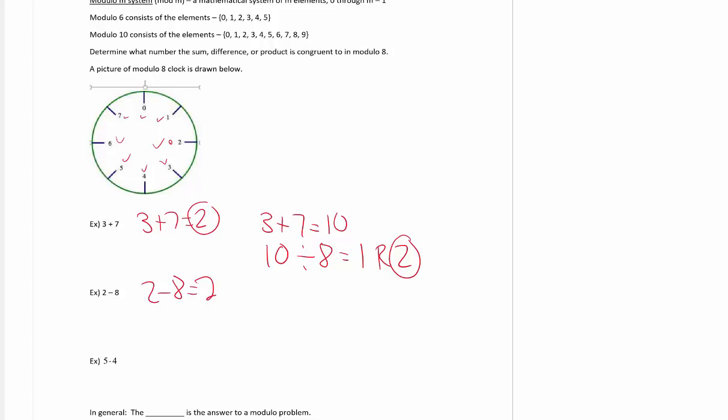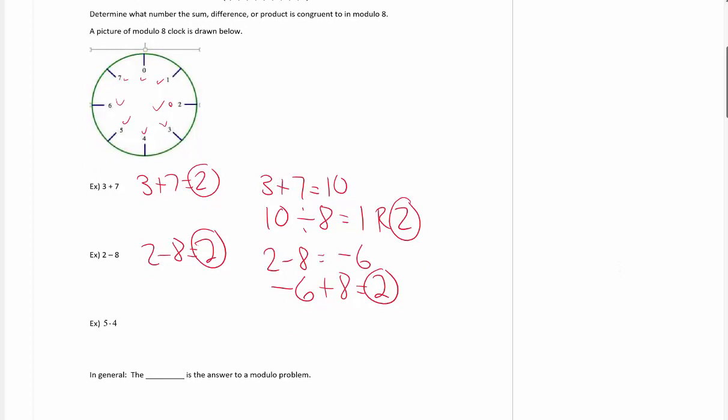Now, let's take a look at 2 minus 8 in our number system. We know 2 minus 8 is negative 6. Well, clearly negative 6 is not on this clock. Again, I would need to be able to add 8 to get back to its original position on a modulo 8 clock. If I take negative 6 and add 8, my answer is 2. Notice that's exactly what my answer is going to be here.